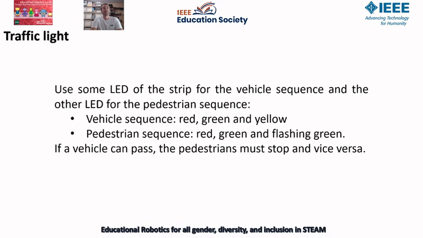The next challenge is to use some LEDs of the strip for the vehicle sequence and the other LEDs for the pedestrian sequence. In this way, the vehicle sequence should be red, green and yellow, and the pedestrian sequence should be red, green and flashing green. If a vehicle can pass, the pedestrian must stop, and vice versa.